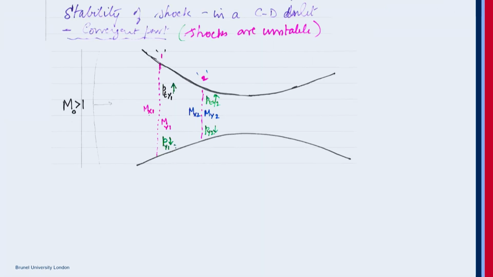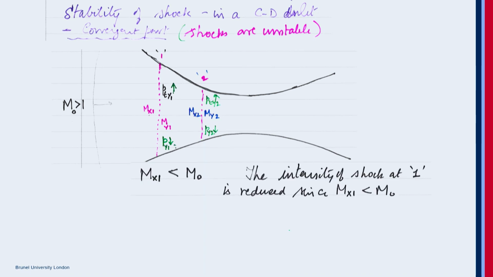And now let's go to stability of shocks. Let's look at the convergent geometry. There are two things we need to look at. One, because of the geometry itself. When a supersonic flow enters a convergent geometry, what will happen? The Mach number decreases. The Mach number here is less than the Mach number which was here. This is due to the geometry itself. When the Mach number decreases, the intensity of the shock also reduces.